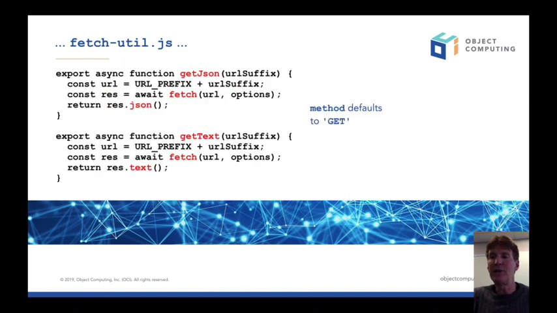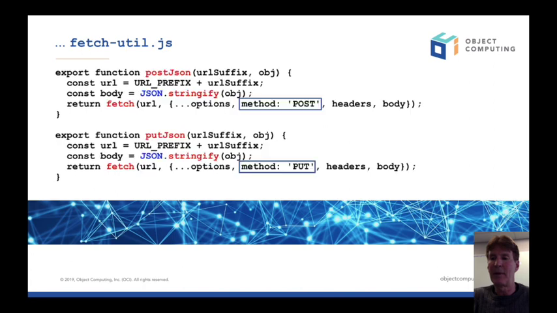These functions get the JSON or text representation of a REST resource. They differ only in the response method that is called to extract the response body. These functions create or update a REST resource. They differ only in the HTTP verb that is used.